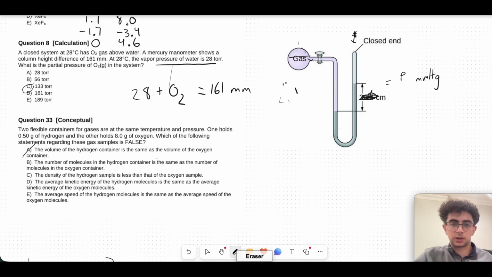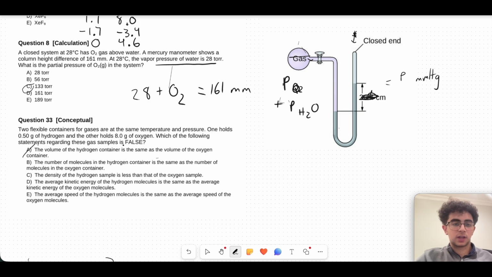So this P here is going to be due to O2, and also P due to H2O. So our total displacement 161 is going to be equal to 28, which is water, plus O2. So this is a simple calculation. It's an application of Dalton's partial pressures, and we get that C is the answer.